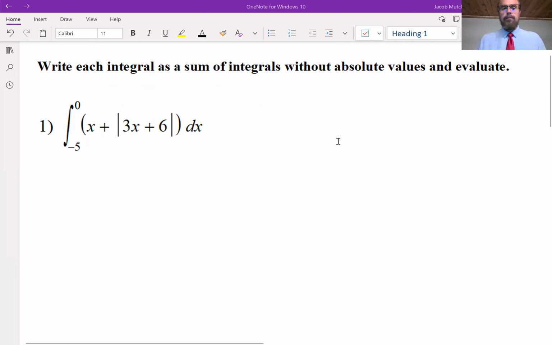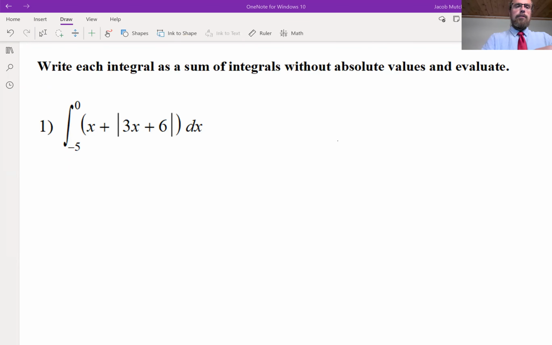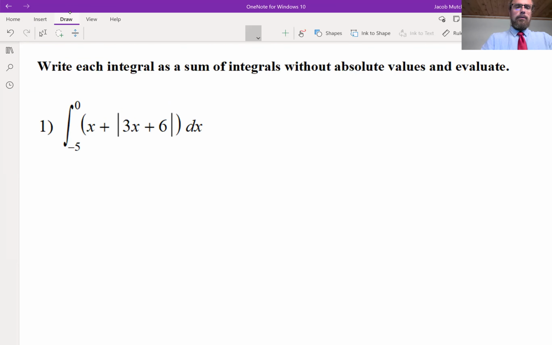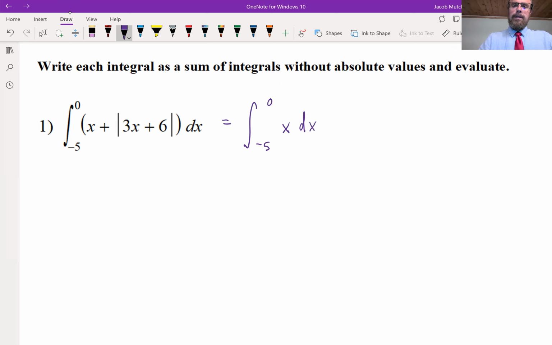Now I want to treat this function really as a sum. I want to share this function with two integrals. So my first step is going to be to split the integral into two. So I'm going to redefine this as equal to the integral from -5 to 0 of x, the linear parent, dx, plus the integration from -5 to 0 of absolute value of 3x plus 6.